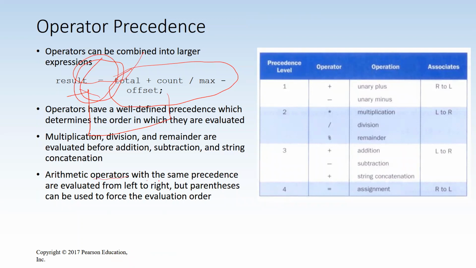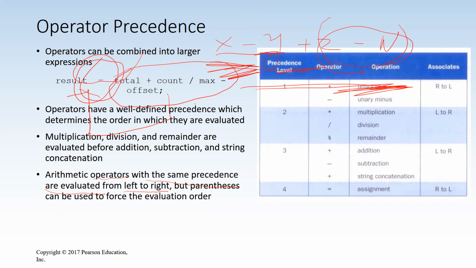Arithmetic operators with the same precedence are evaluated from left to right, but parentheses can be used to force evaluation order. So if you have x minus y plus z minus w, because they have equal precedence, you go from left to right. You do this one first, then this one, and then this one. Unless you use parentheses, then you do this one first, and then the rest.